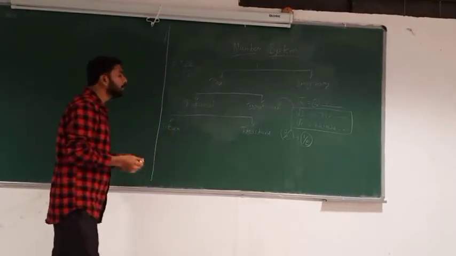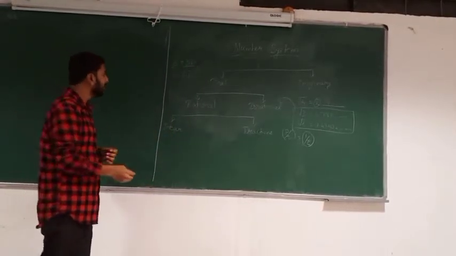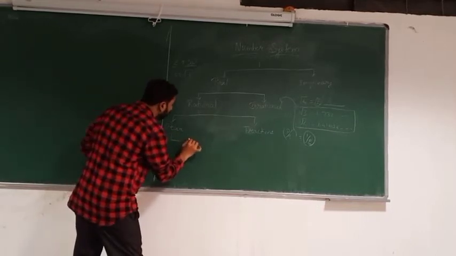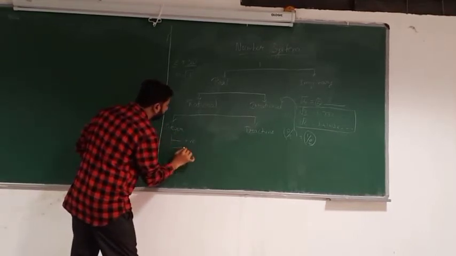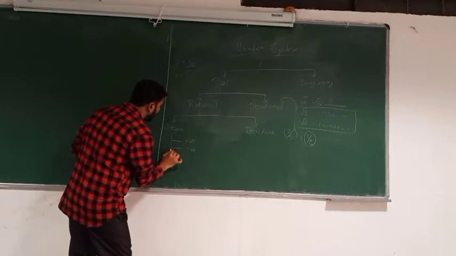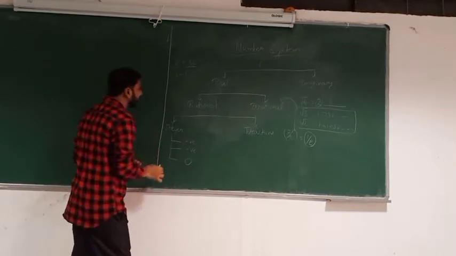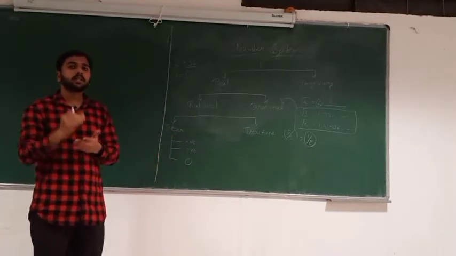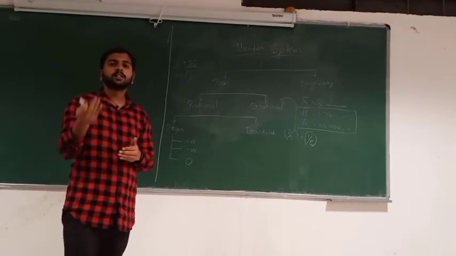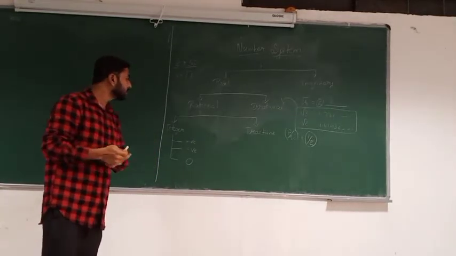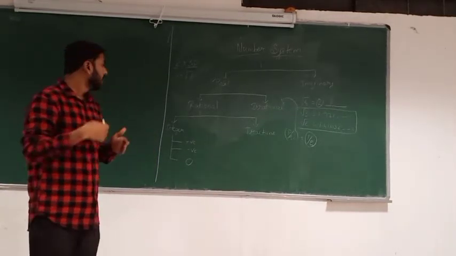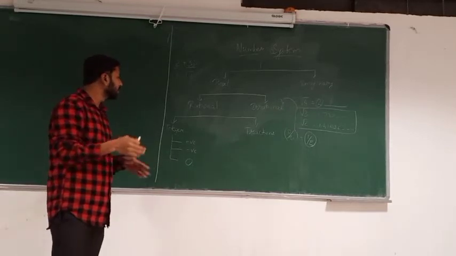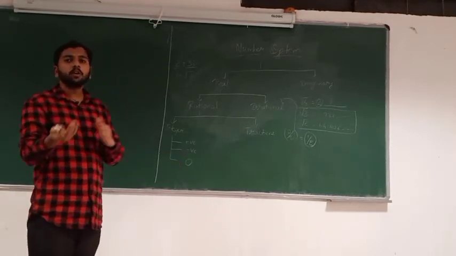If we talk about the integers, there are again three types. One is positive integer, another is negative integer, and another is 0. A positive integer is a number which is more than 0, and a negative integer is a number which is less than 0. The number 0 is neither a positive integer nor a negative integer.